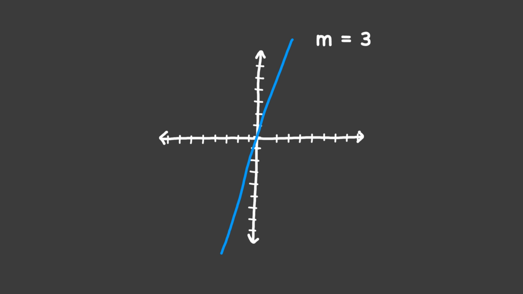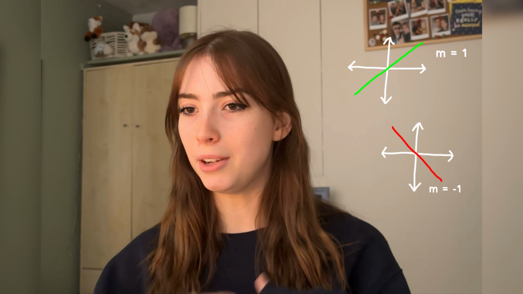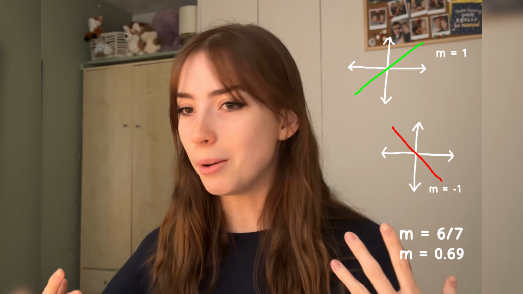So let's say we had a gradient of 3. That means if you take one step in the x direction, you take 3 steps in the y direction. So that's a fairly steep line. You could also have a gradient of 0.5, which means if you go one step in the x direction, you only go half a step in the y direction. Your gradient can be positive, negative, it can be fractional, it can be any number.